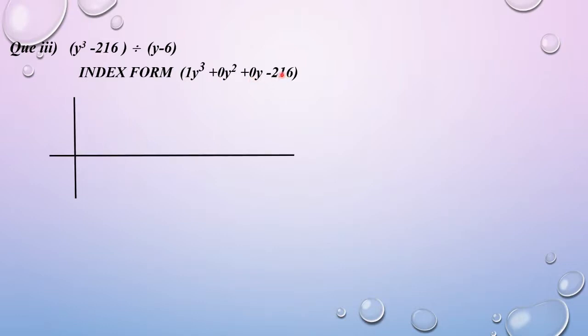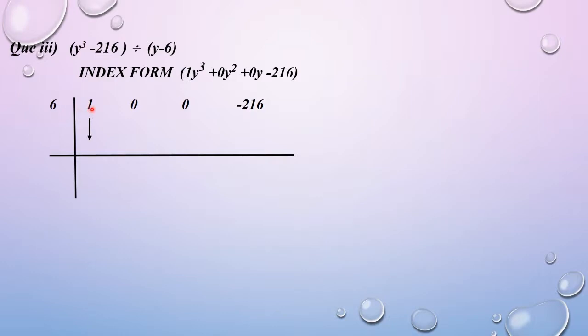Now we will be doing third question, y cube minus 216 divided by y minus 6. Index form of the dividend will be 1y cube plus 0y square plus 0y minus 216. Therefore, the coefficients will be 1, 0, 0, minus 216, which will be written in the first row, and divisor is y minus 6. The opposite of minus 6 will be plus 6, which will be written outside the line.